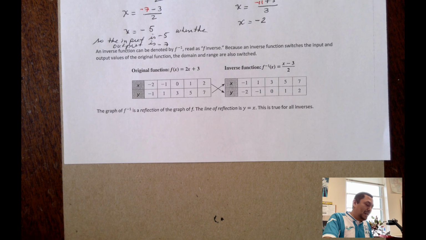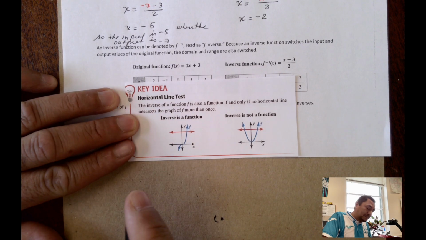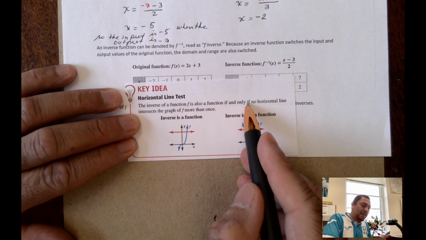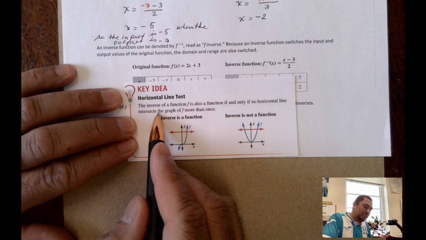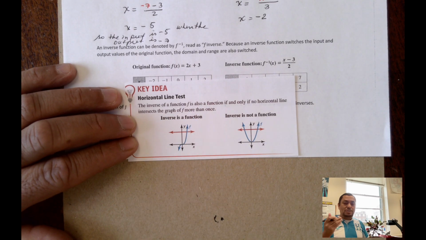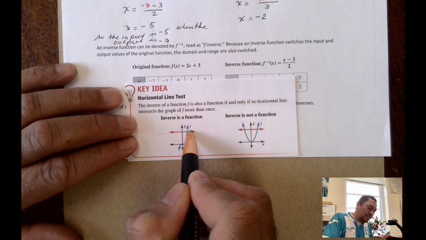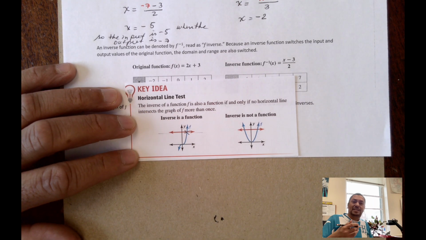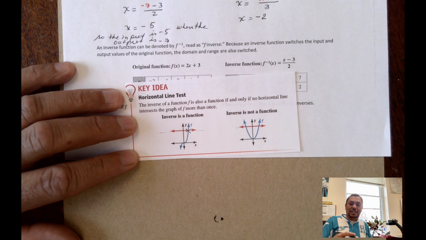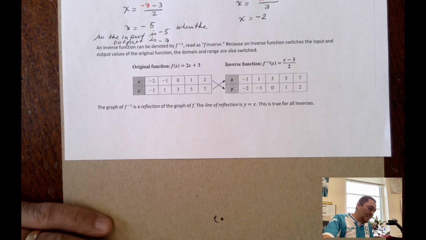Okay, and in this case, to determine the inverse: a function f has an inverse that is also a function if and only if no horizontal line intersects the graph of f more than once. So we're doing the horizontal line test. If we draw one line horizontally and we touch only once, yes, the inverse is a function, but if we touch it twice, the inverse is not a function. So we're going to have that one in mind.